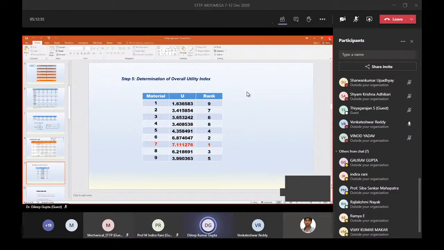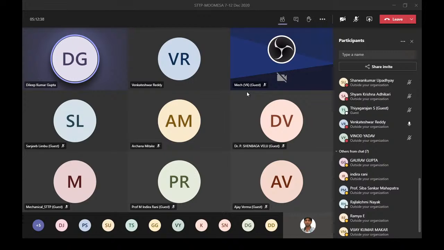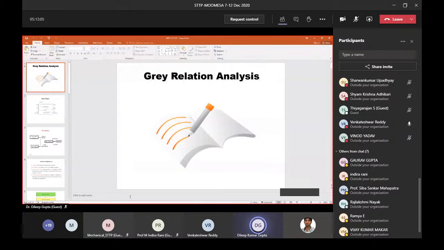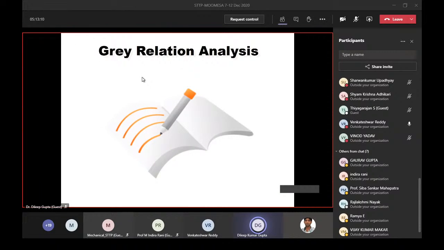Right. I'll just stop sharing and share the other slide. Is my slide visible? Yes, sir. Fine. So, yes, this is another method called gray relation analysis. It is one of the important and popular methods for the MADM technique.